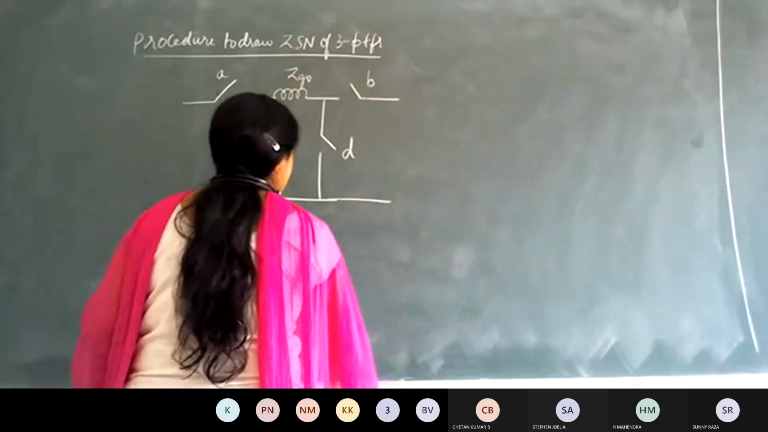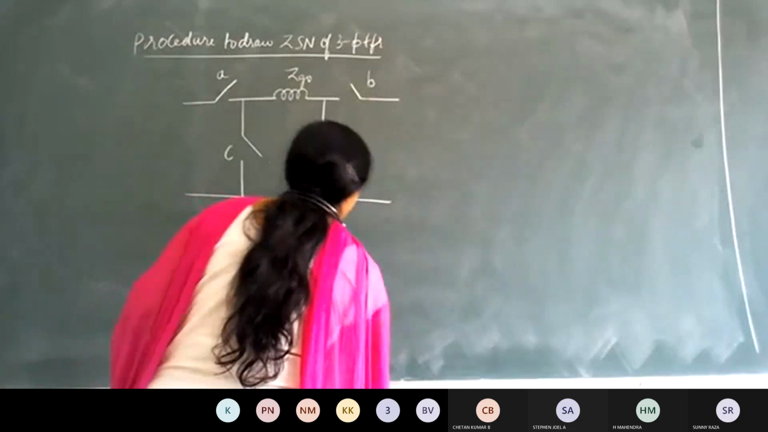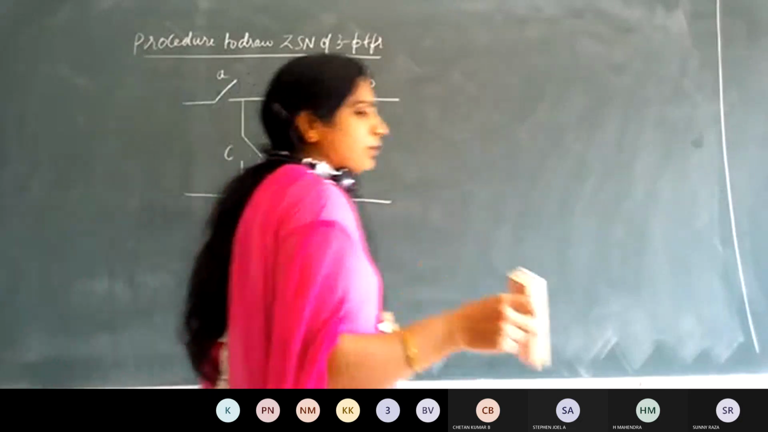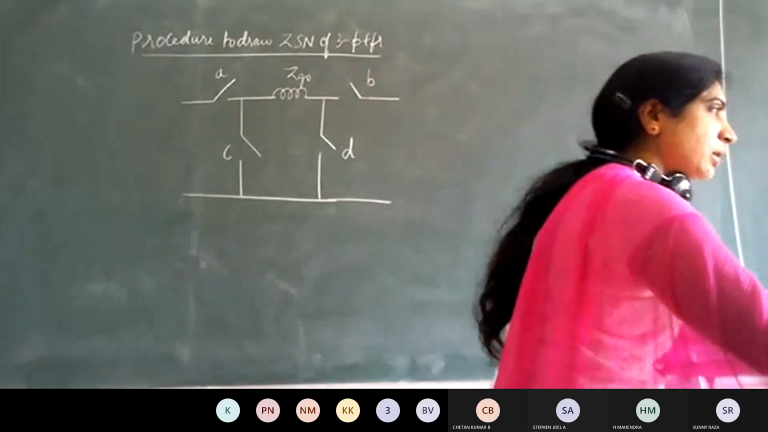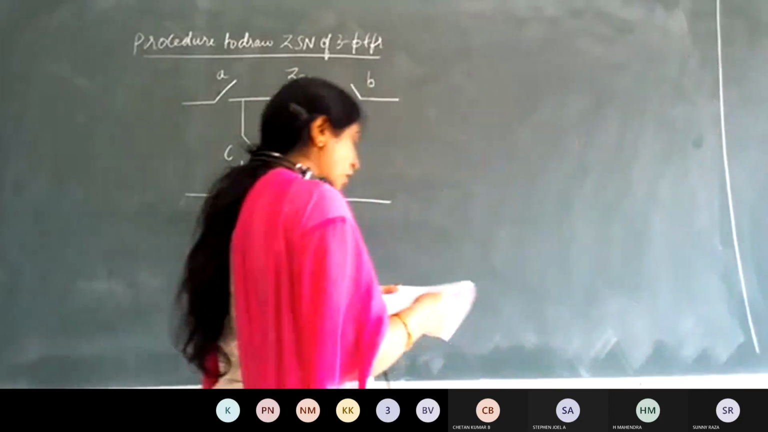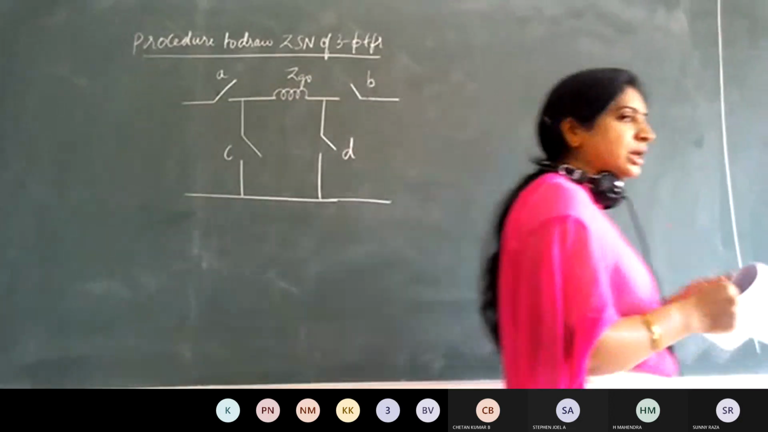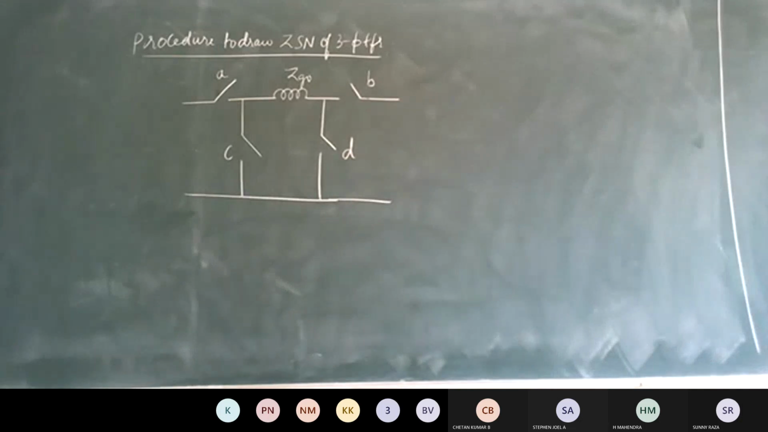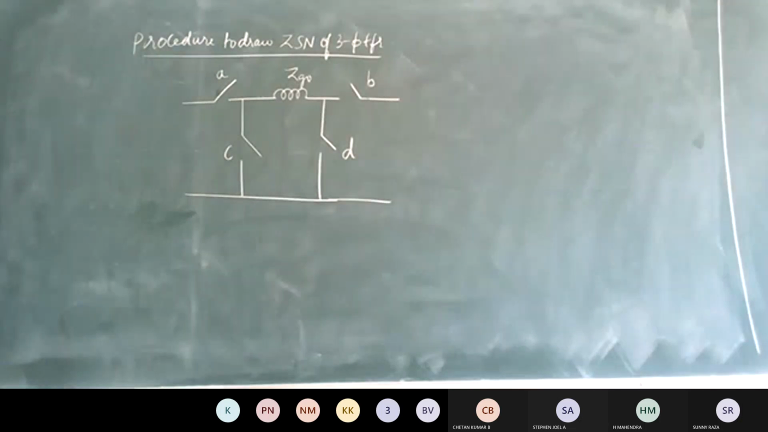With this, we will write the zero sequence network of various configurations. Then we will solve an example on this concept. First note down the procedure, and after that we will go ahead with examples for various configurations. Take down the first point: close switch A.